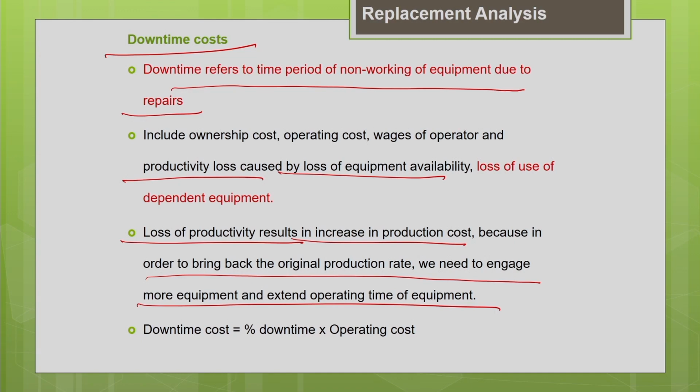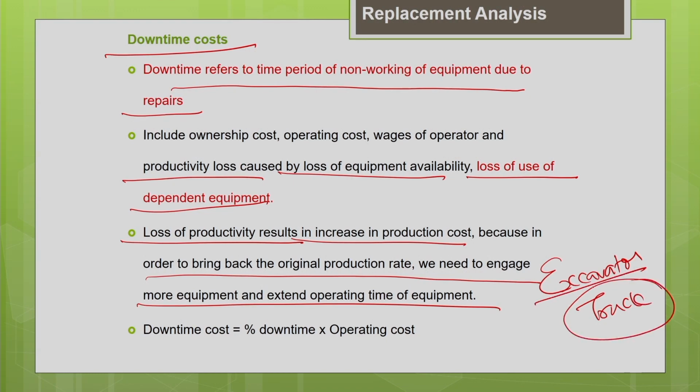Another important thing which we should not overlook is the loss of use of dependent machines. For example, when machines are working in a team, say your excavator and the truck, they are working together. If the excavator breaks down, the truck will also be idle. So the ownership cost, the operating cost and the operator wage cost of the truck, and the loss in productivity of the truck, everything should be taken into account when you estimate the downtime cost of the excavator, because they are dependent machines.